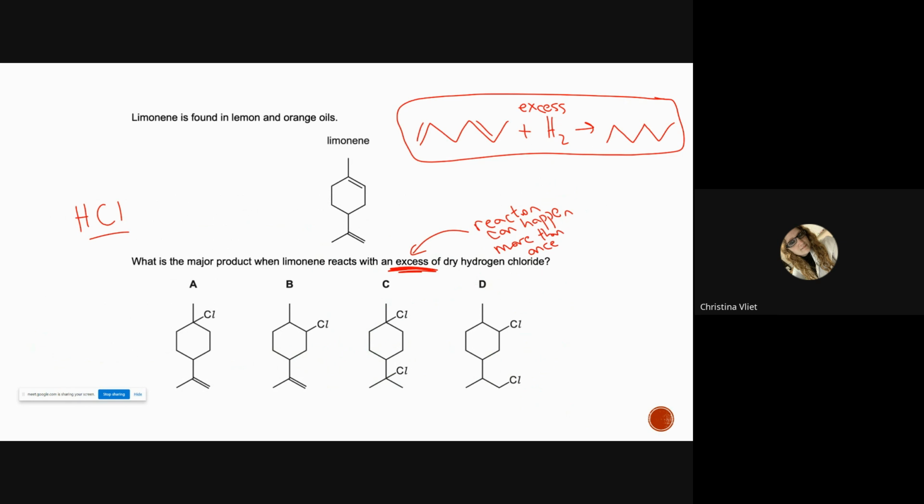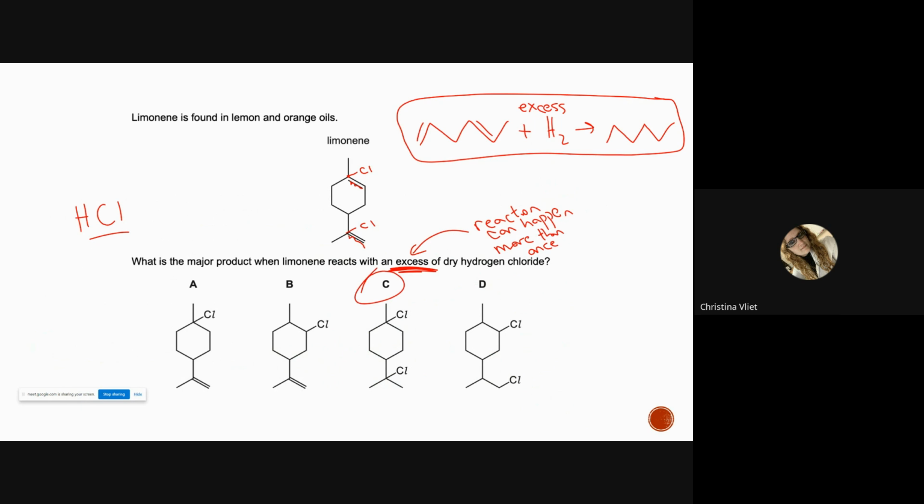Now you've got to remember Markovnikov's rule and the inductive effect. So wherever the carbon with the most stuff going on is, that's where you're going to put the chlorine. And this one would also be the other chlorine. And which answer does that match?